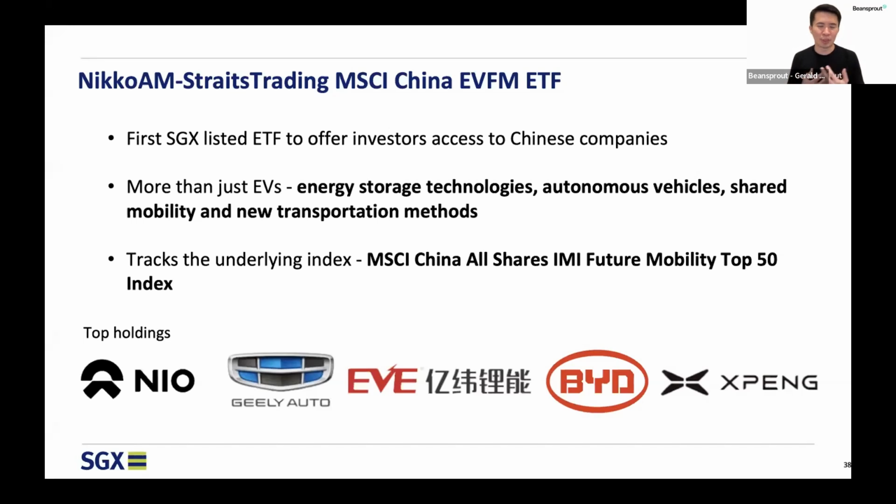All ETFs track an underlying index, and what this ETF tracks is the MSCI China All Shares IMI Future Mobility Top 50 Index. If you are thinking about the top holdings of this ETF, it'd be a lot of the names that we discussed, like NIO, Xpeng. But if you are thinking about having exposure to BYD and it might be difficult to get direct exposure to BYD, then the ETF might be one of the ways that you can get exposure to BYD as well.